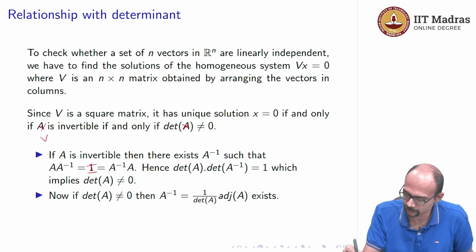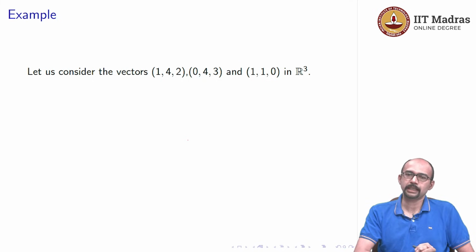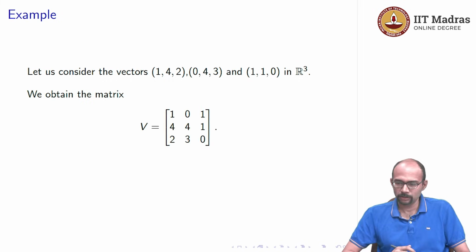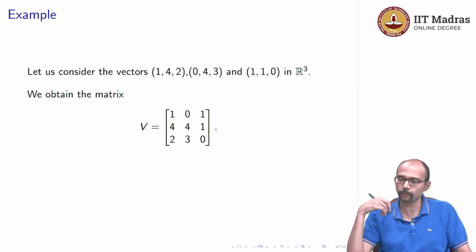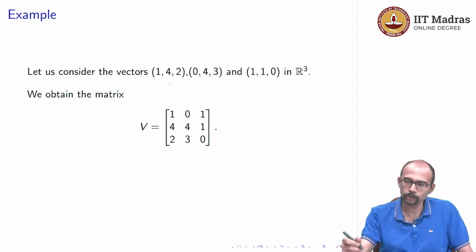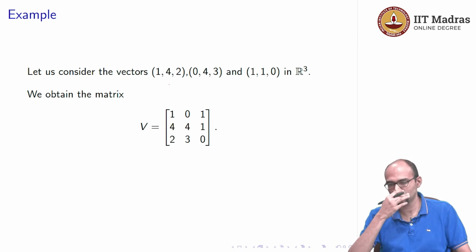Okay, so let us do an example. Let us look at these three vectors in R3: (1, 4, 2), (0, 4, 3) and (1, 1, 0). So the corresponding matrix is, well, I should not say it that way. I have always been saying it along the rows, right. So the corresponding matrix is 1 0 1, 4 4 1, and 2 3 0. So what we do is we put this (1, 4, 2) into the first column, (0, 4, 3) into the second column, and (1, 1, 0) into the third column.